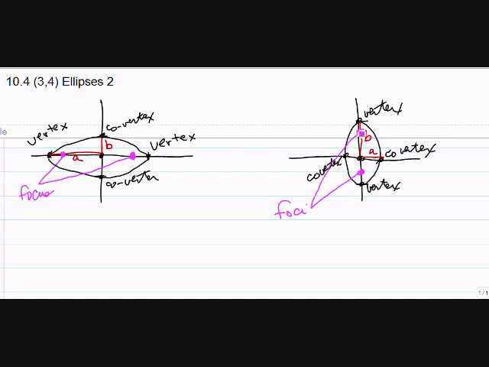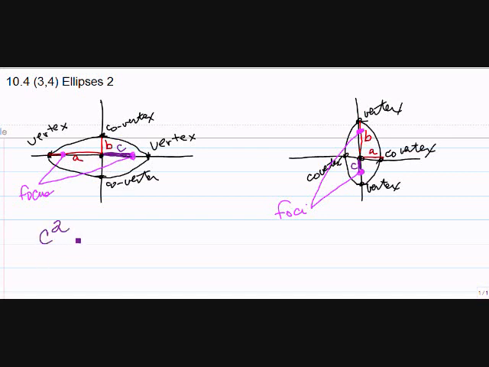There and there. Now, the distance from the center to the focus, this little distance right here, is called C. This little distance right here is called C. And it's the same whether you're going to either focus. The C is the same.